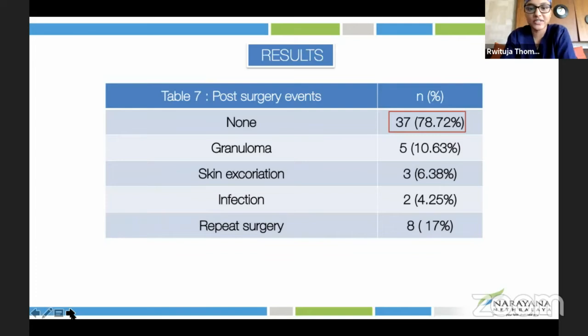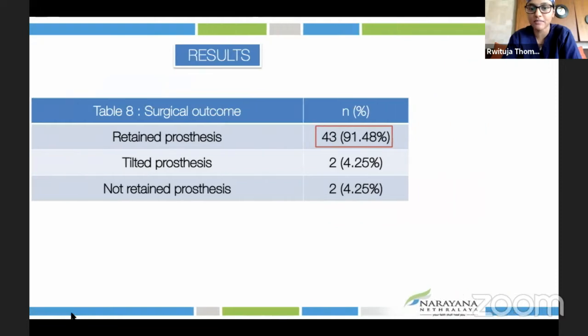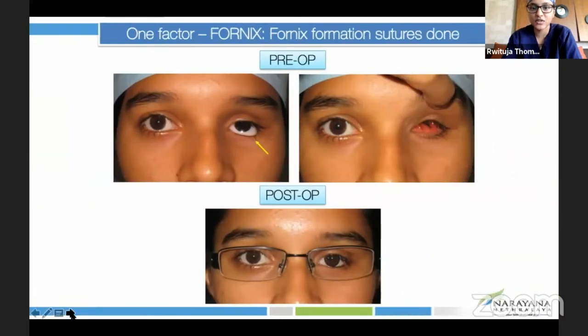So in the post-surgery events, most of them did well. Some had a granuloma, others skin excoriation, infection, and 8 of them needed repeat surgery. In the surgical outcome, 4 of the patients had a tilted prosthesis or not retained prosthesis, which we took as a bad outcome. So this is an example of a patient with one factor.